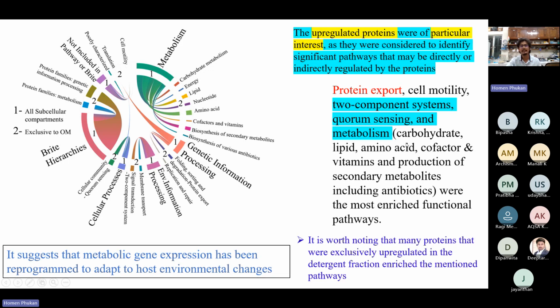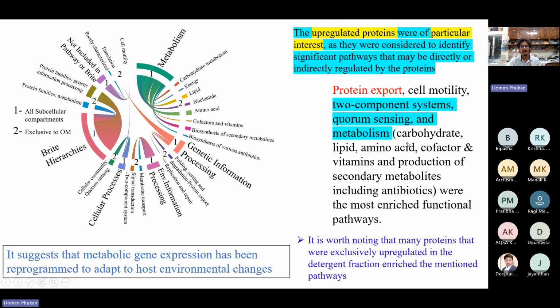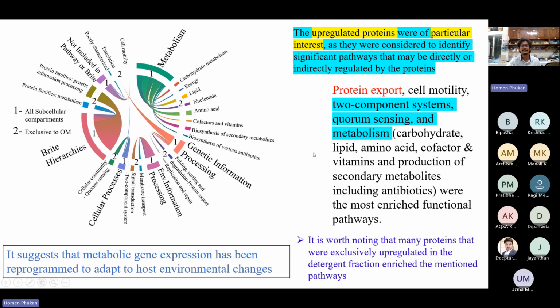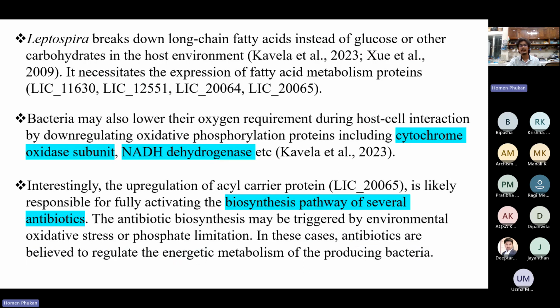These include protein export, cell motility, two-component systems, quorum sensing, and metabolism, including carbohydrate, lipid, amino acid cofactors, and synthesis of secondary metabolites, including antibiotics itself. So it is ultimately suggesting that metabolic gene expression has been reprogrammed to adapt to host environmental changes. Regarding this metabolism, Leptospira breaks down long chain fatty acids instead of glucose or other carbohydrates in their host environment. So it necessitates the expression of fatty acid metabolism proteins, and because of that, we found that these proteins were upregulated.